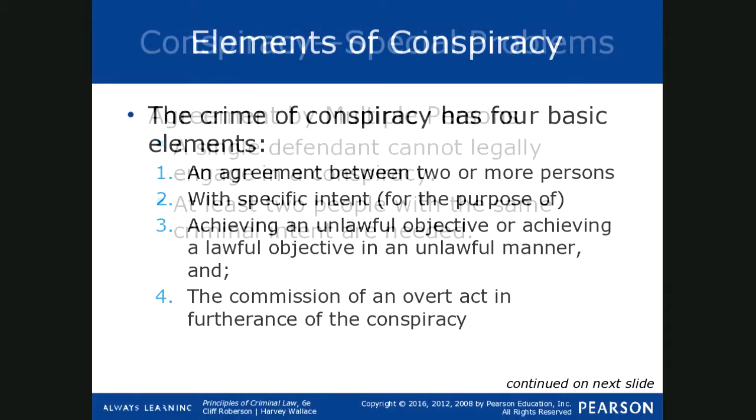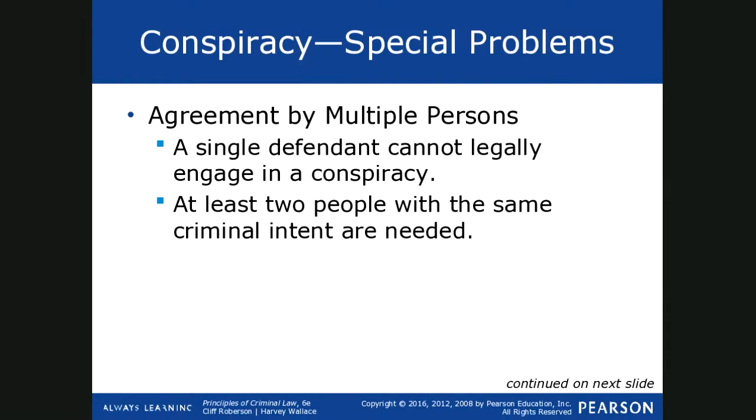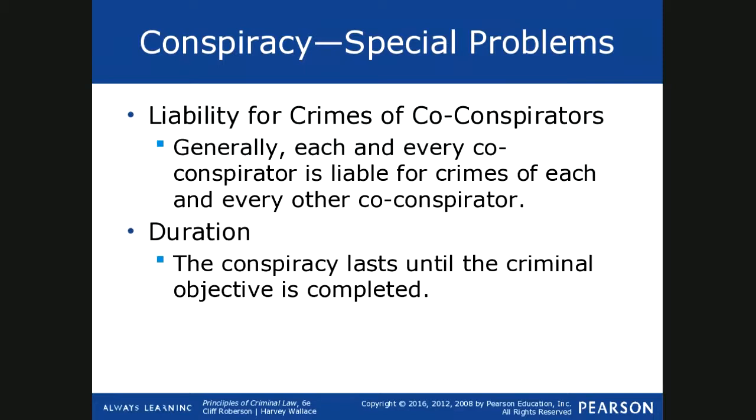So remember, for a conspiracy, it has to be multiple people, at least two or more people. A single person can't engage in a conspiracy because they don't have anyone to conspire with. So then let's look at the liability for crimes of co-conspirators. Each conspirator is liable for the crimes of others. So whatever defendant A is being charged with, defendant B will also be charged with.